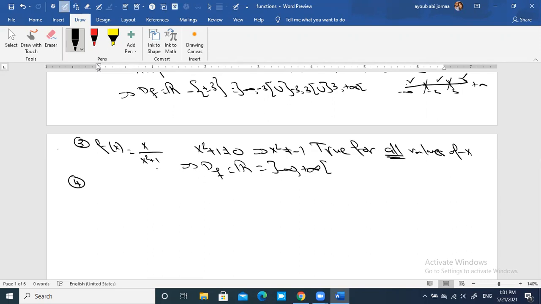Okay. Another example. Let's say f of x is equal to radical x minus 1. What is the domain? What is the condition?